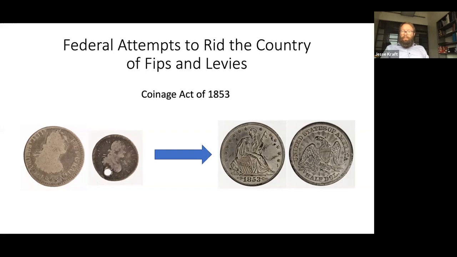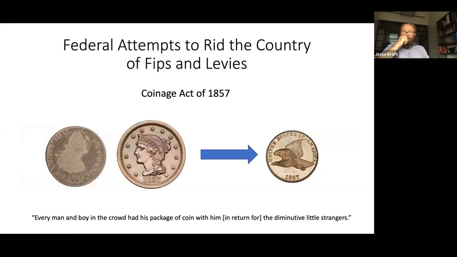Finally, we get to the Coinage Act of 1857. This was the death knell for Spanish American coins and really all foreign coins, even though Spanish American coins were the primary cause of this at this point. As I said at the beginning, this got rid of the Spanish American coins as well as the large cent, and the mint traded these two out for the flying eagle cent.